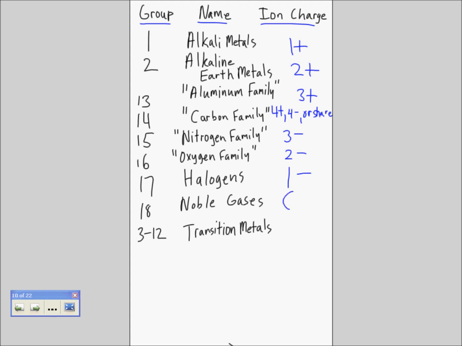The noble gases don't like to form ions. They're quite happy the way they are, thank you very much. So they normally won't take a charge. Transition metals vary. Transition metals are all over the place. Those are the metals right in the middle of the periodic table, and there is no simple rule for them, and you'll learn about those in Chapter 5.